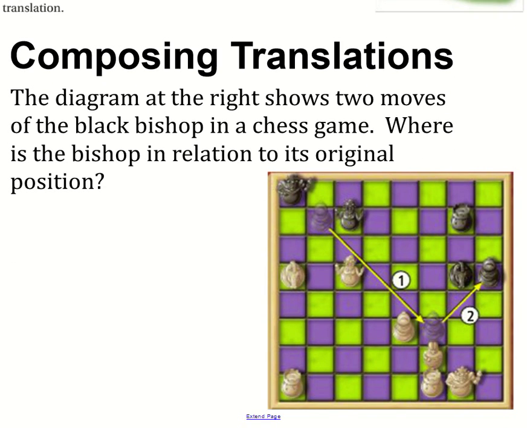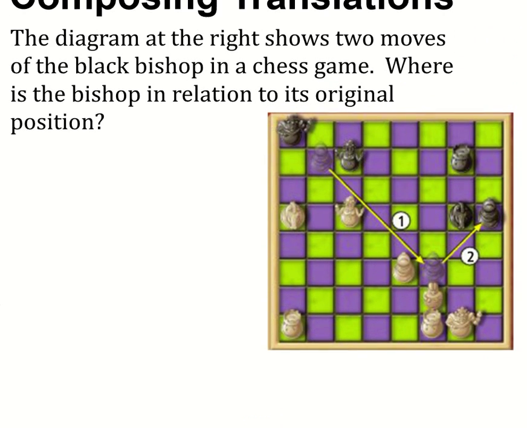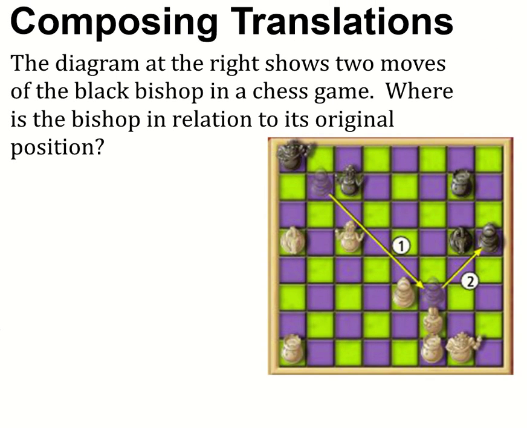Now if we're looking at this chess diagram, it says the diagram at the right shows two moves of the black bishop in a chess game. If you know anything about chess, bishops can only move diagonally. Your bishop is starting right here, in the shade, and it's moved diagonally to this box, and then it's moved diagonally to that box. So the question is, where is the bishop in relation to its original position?